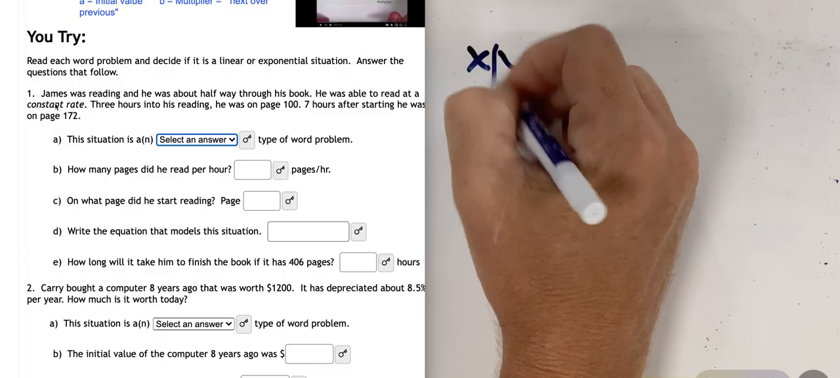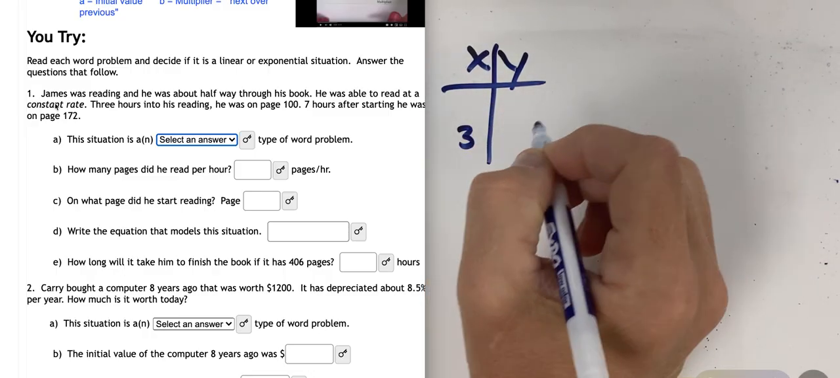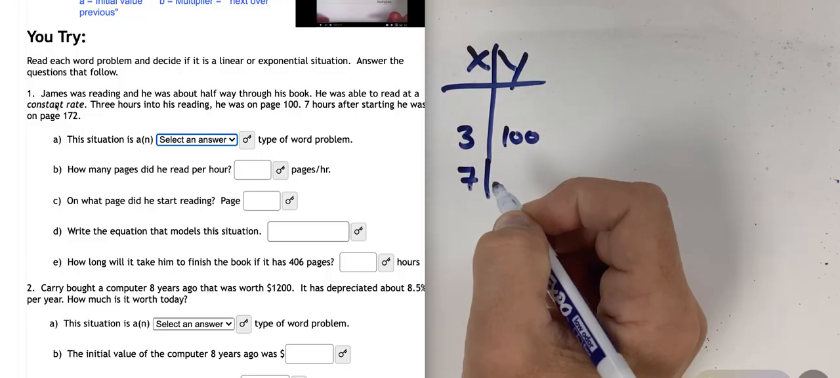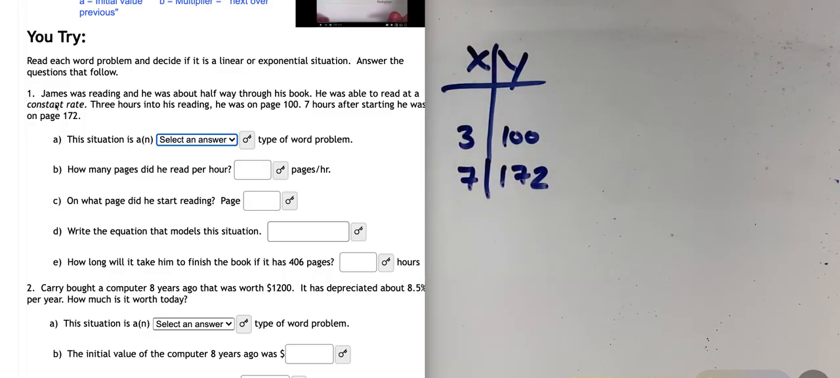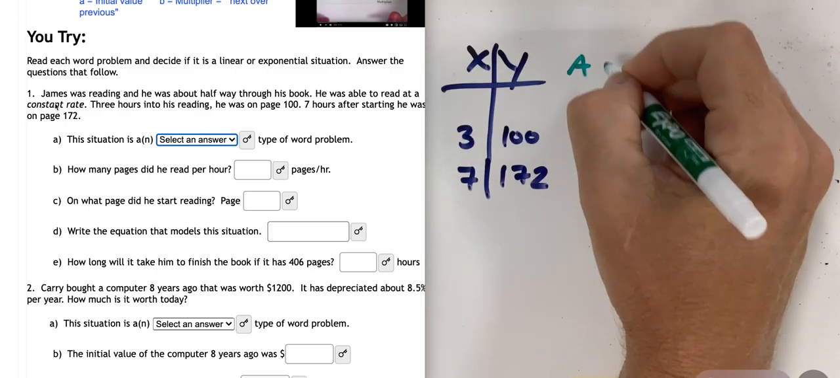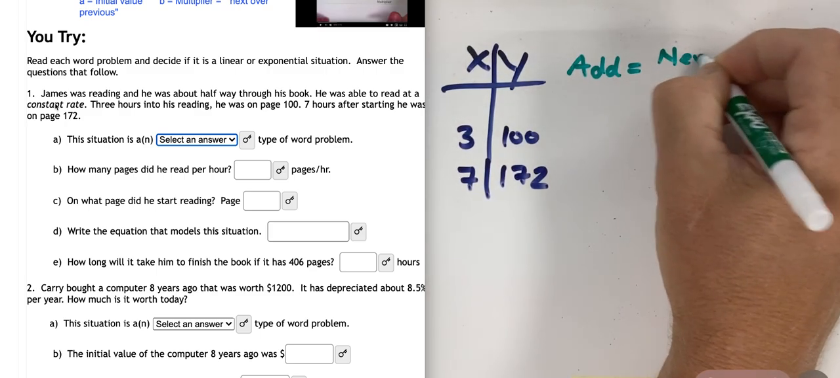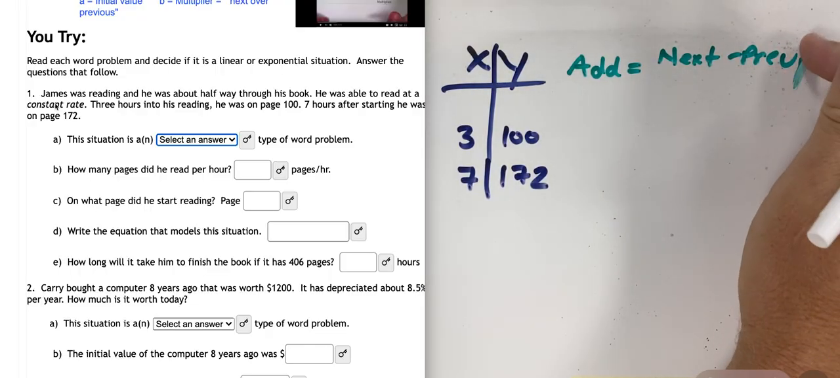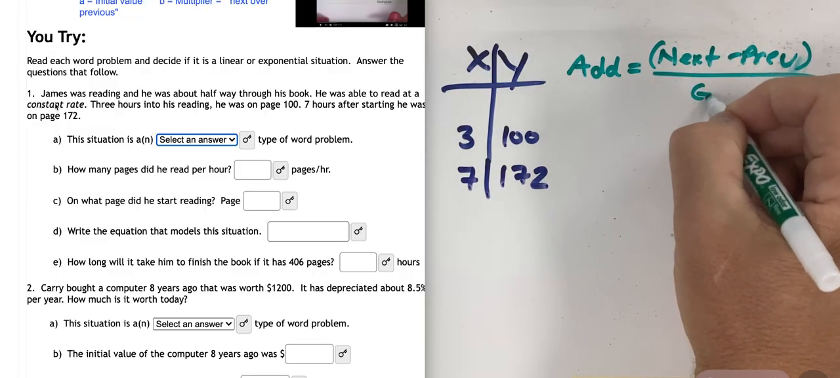There's my X and there's my Y, and then we're going to put our information in the table. It says he was reading at a constant rate and on the third hour he had 100 pages. And then on the 7th hour, he was up to 172 pages. Now, don't forget that the adding amount is calculated, since we already recognized that it was adding at a constant rate. The adding amount is found by doing next minus previous, in parentheses, divided by the gap. And on your calculator, make sure you use parentheses, otherwise it does not do the calculation correctly.